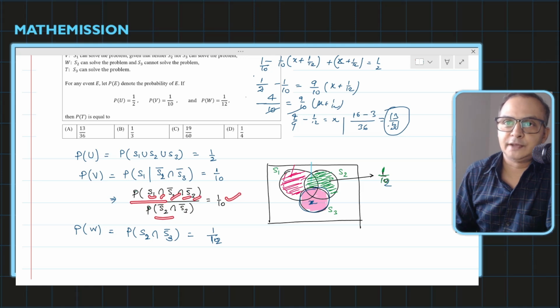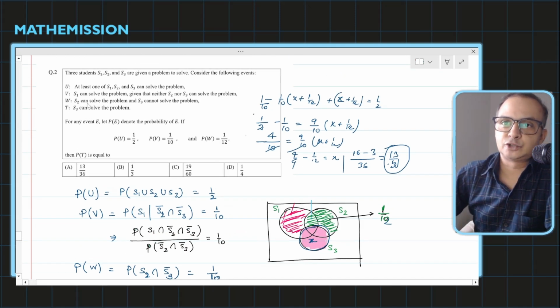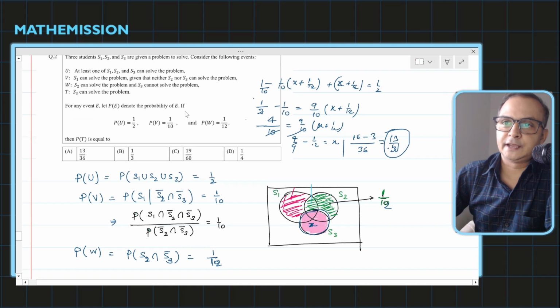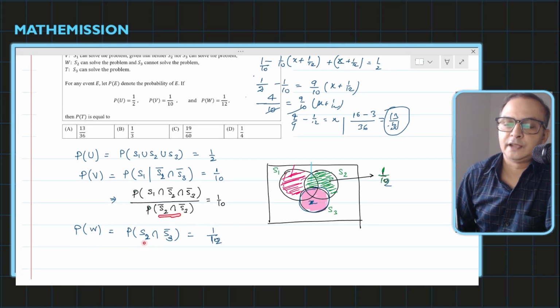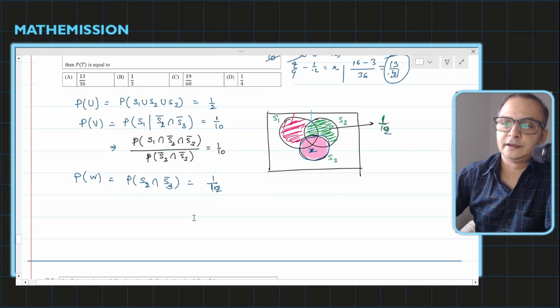And this probability is 1 by 10. After that, they're saying S2 can solve the problem, S3 cannot solve the problem. So this is this part. And we have to find P(T).